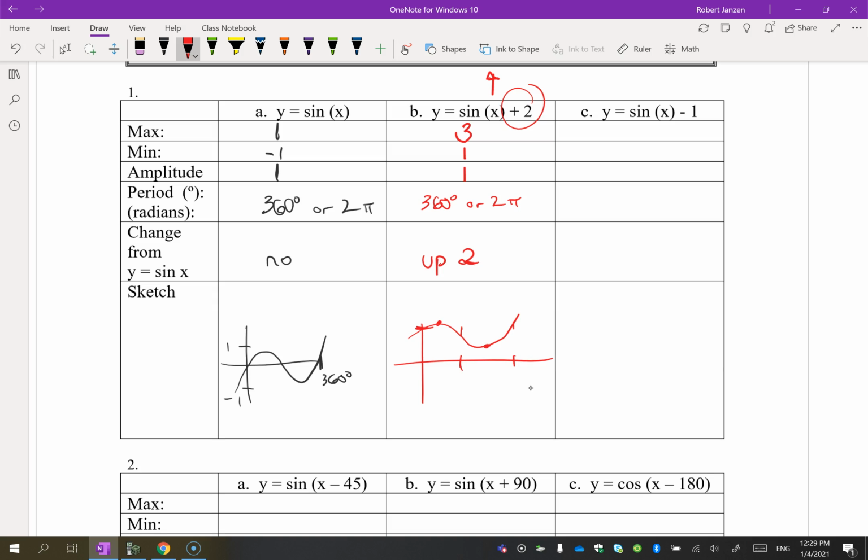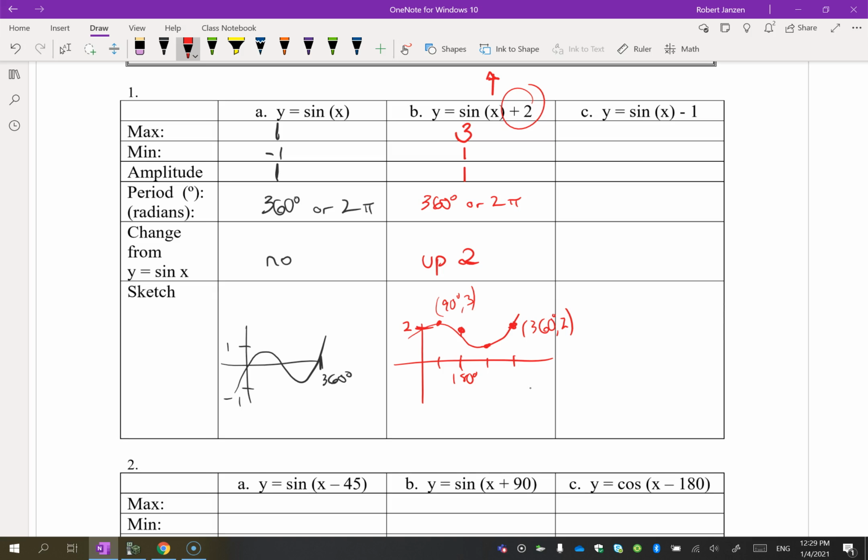That's kind of an ugly graph. Okay, so if it shifts up 2, this is 2. This is 93. This is at 182, 271, and this is 362.